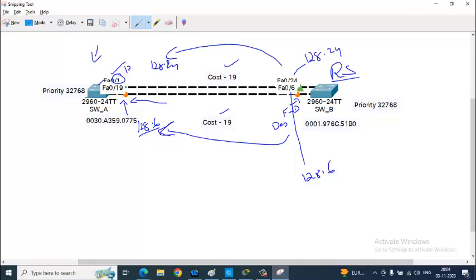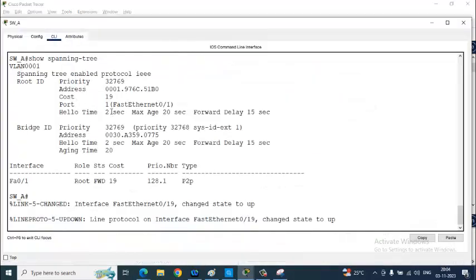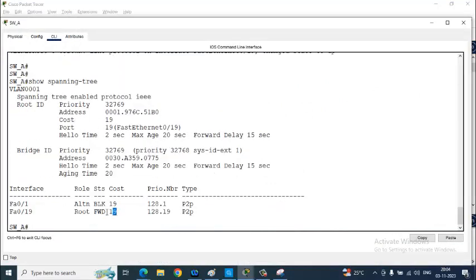Let's go and verify that. Yes. Look at this. It's green. You see, 19 is the root port because the incoming from there is lower. You don't see the local priority. It will see only the neighbor's priority, the incoming from the root switch. This is F0/6, which means 128.6, that is coming here. Here 128.24 is coming. That's why it is blocking here. You understood?